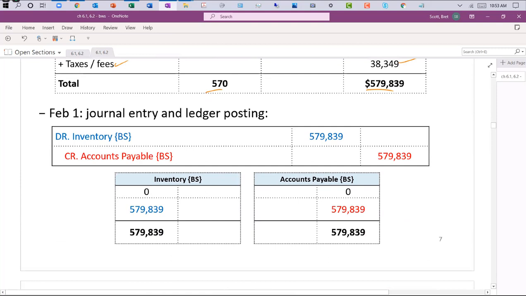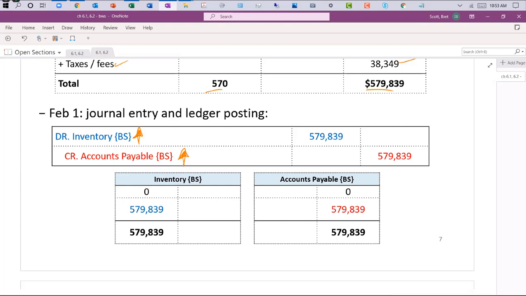When we get the goods and when the title transfers to us for those goods, we're going to go ahead and record a debit to the balance sheet, a debit to the asset account for inventory, 579, and just assume that we're using accounts payable to record all of the amounts that we owe to the shippers and the other taxing authorities, etc.